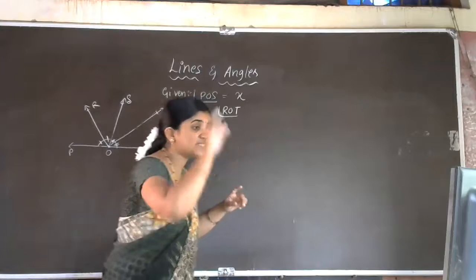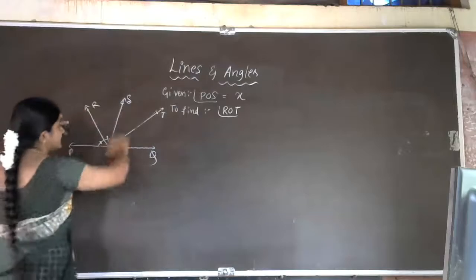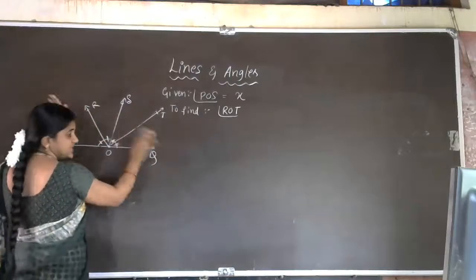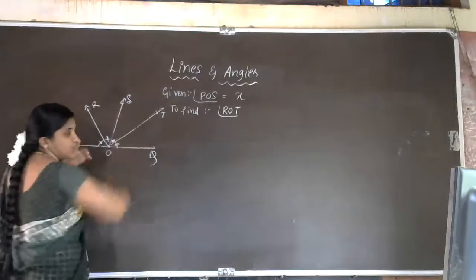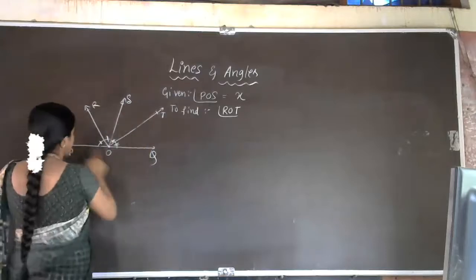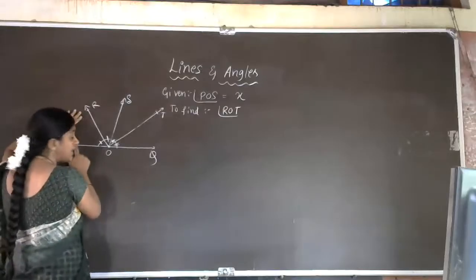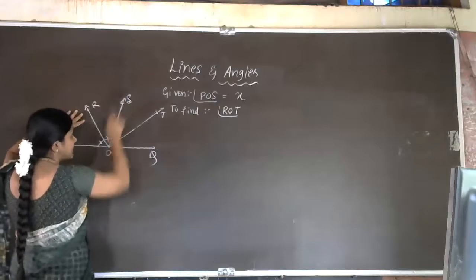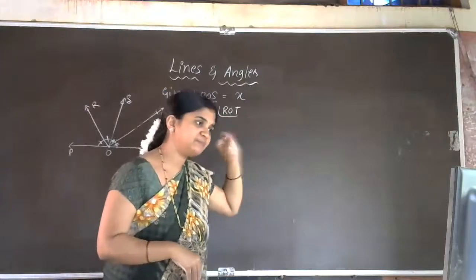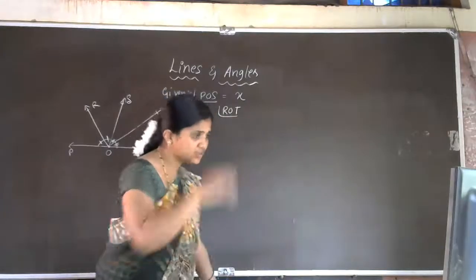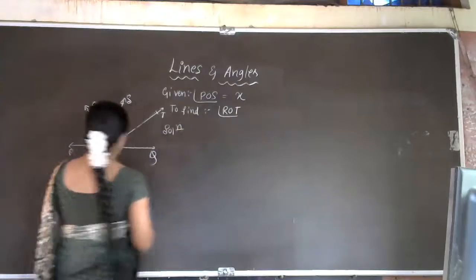Ray OS stands on a line POQ. Ray OS, this ray. You forget about these things. Just forget the OR and OT rays. Okay? Just the OS ray you are observing. OS ray standing on the line POQ, then can we observe the linear pair, angle POS plus angle SOQ, which is equal to 180 degrees? Can we begin the problem like this? Because OS is a ray. Yes, solution part. POQ is a line.